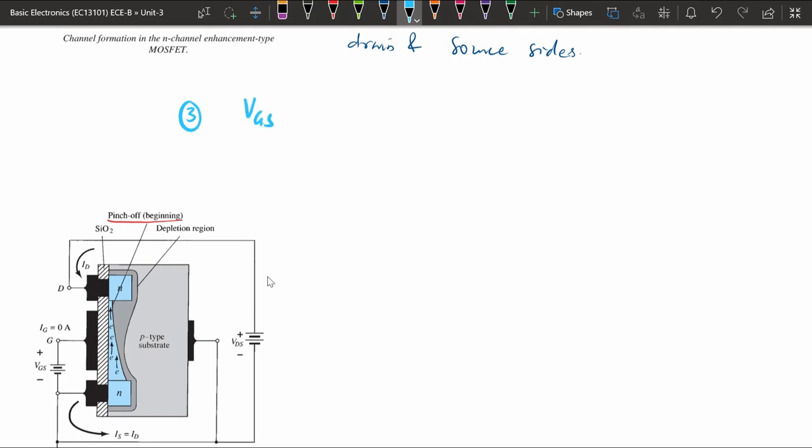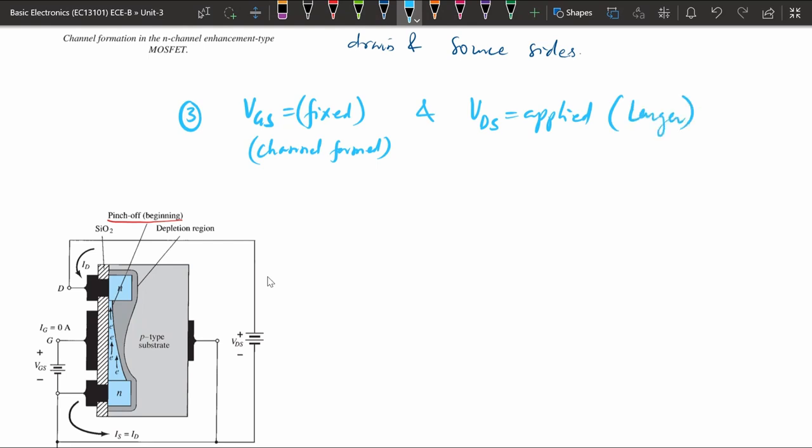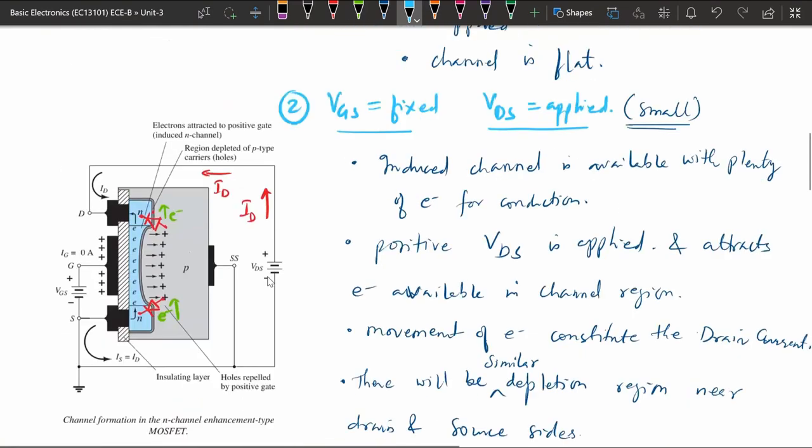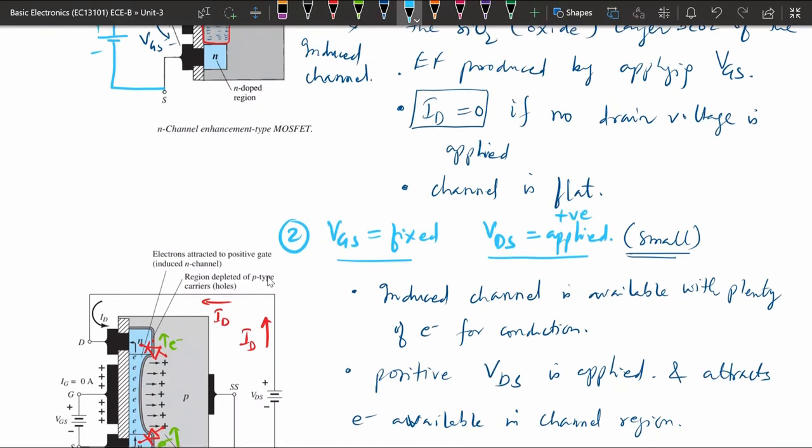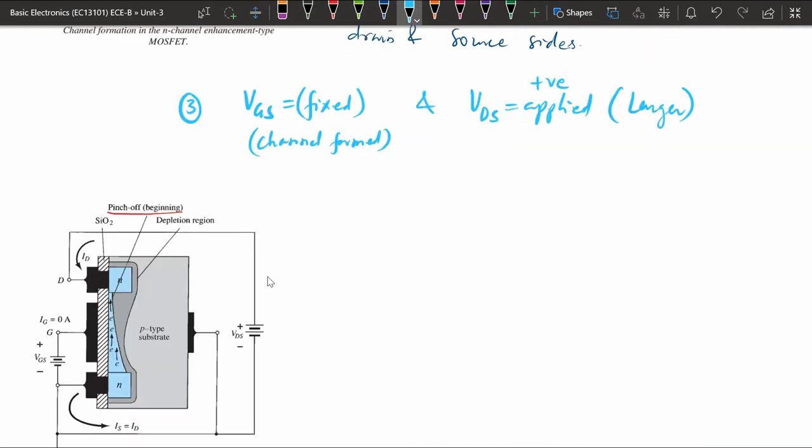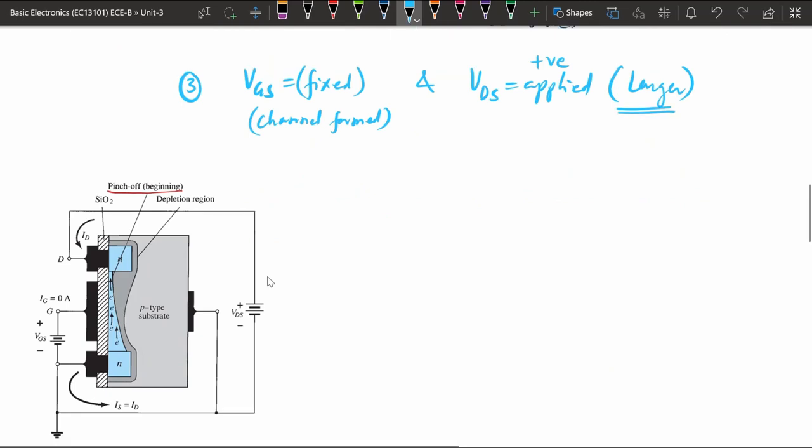Here we apply a fixed VGS, and this fixed value is sufficient to make the channel form. Now we are going to apply VDS, and this is a larger value. We are applying a positive VDS, and in the earlier case the VDS we applied was also positive, but small. Here we apply a positive voltage, but it is a large value.